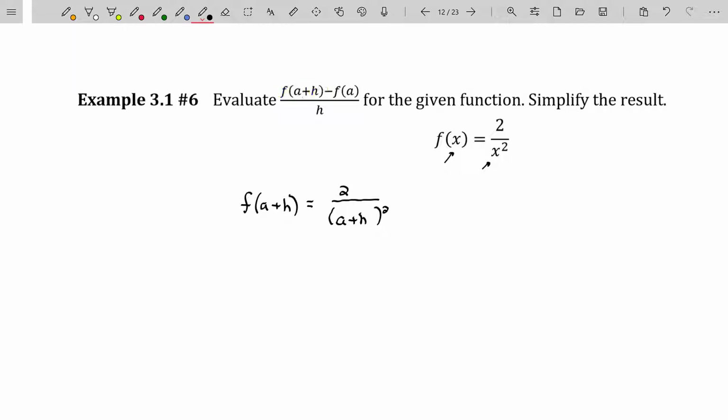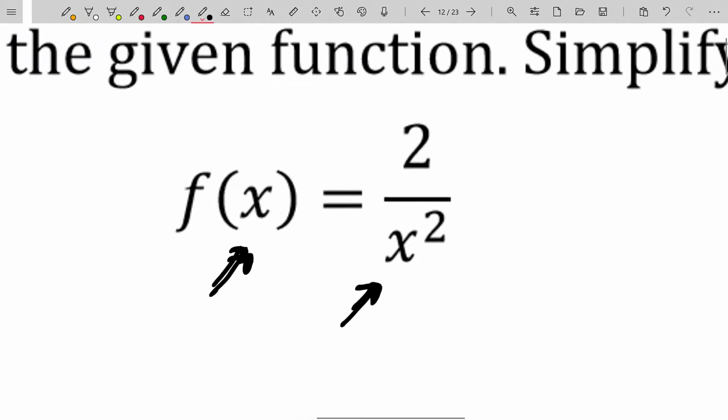The next thing I want to do is evaluate our function at a. Well, that's actually not bad. All you're doing is essentially just replacing every x value in this original function right here with a's.